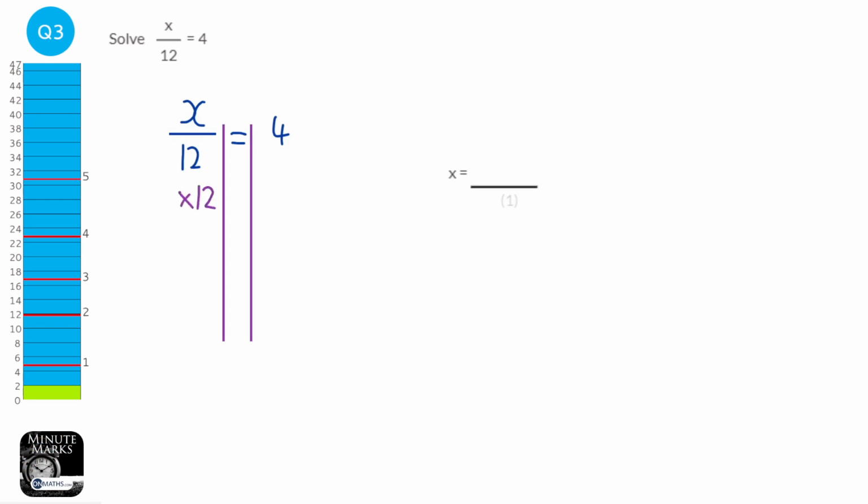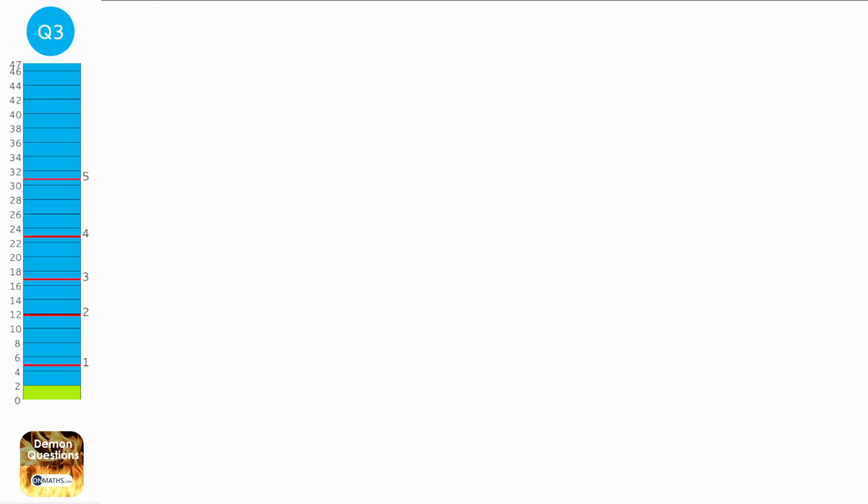What is the opposite of divide by 12? Times 12. Now these lines show us that whatever we do on the left hand side, we have to do on the right hand side. So we have to times both sides by 12. So on the left hand side we're left with x, on the right hand side we do 4 times 12, which is 48. So our solution is x equals 48.